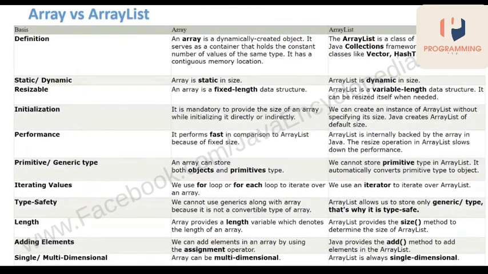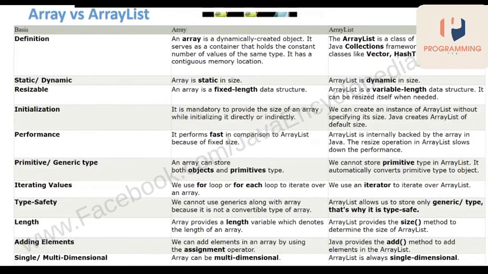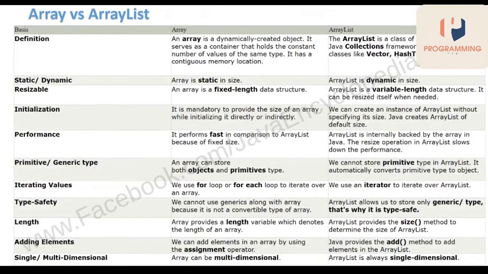Now I'm comparing. Array is a fixed length, while ArrayList is a variable length data structure, so it can resize itself when needed. Initially you get 16 slots, and at the moment of entering the 15th data, automatically it will grow its size.